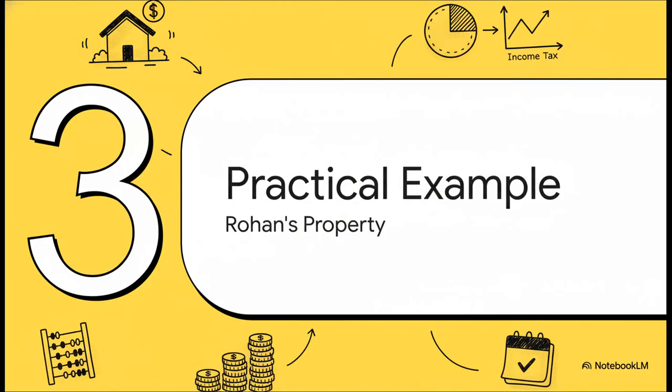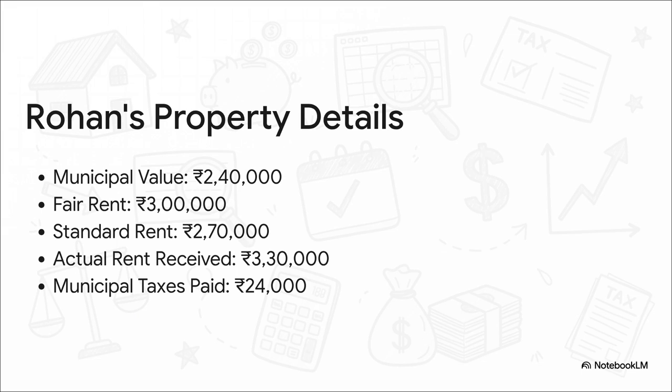All right, that's enough theory for now. Let's make this real. We're going to run the numbers for a property owned by someone named Rohan and see how this all works in practice. So, here are the details for Rohan's property. We've got the municipal value at 2.4 lakhs, the fair or market rent at 3 lakhs, and a standard rent cap of 2.7 lakhs. He actually received 3.3 lakhs in rent and paid 24,000 in taxes.